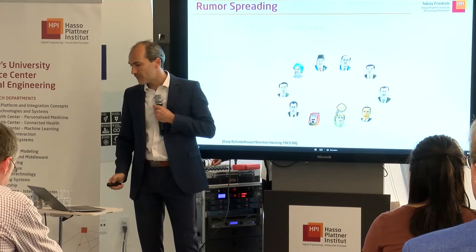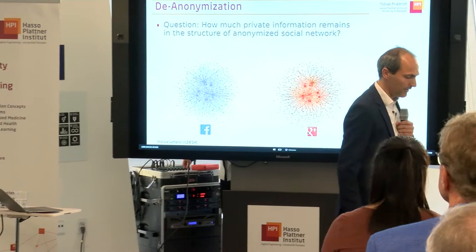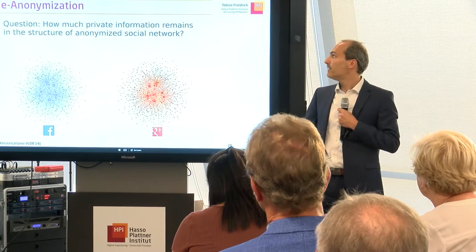So this was my message. You can prove that information spreads quicker on social networks. One more example from the algorithm side. So this is a result. This is a model originally from colleagues at Google New York here. And the question is how much private information remains in the structure of anonymized social networks.